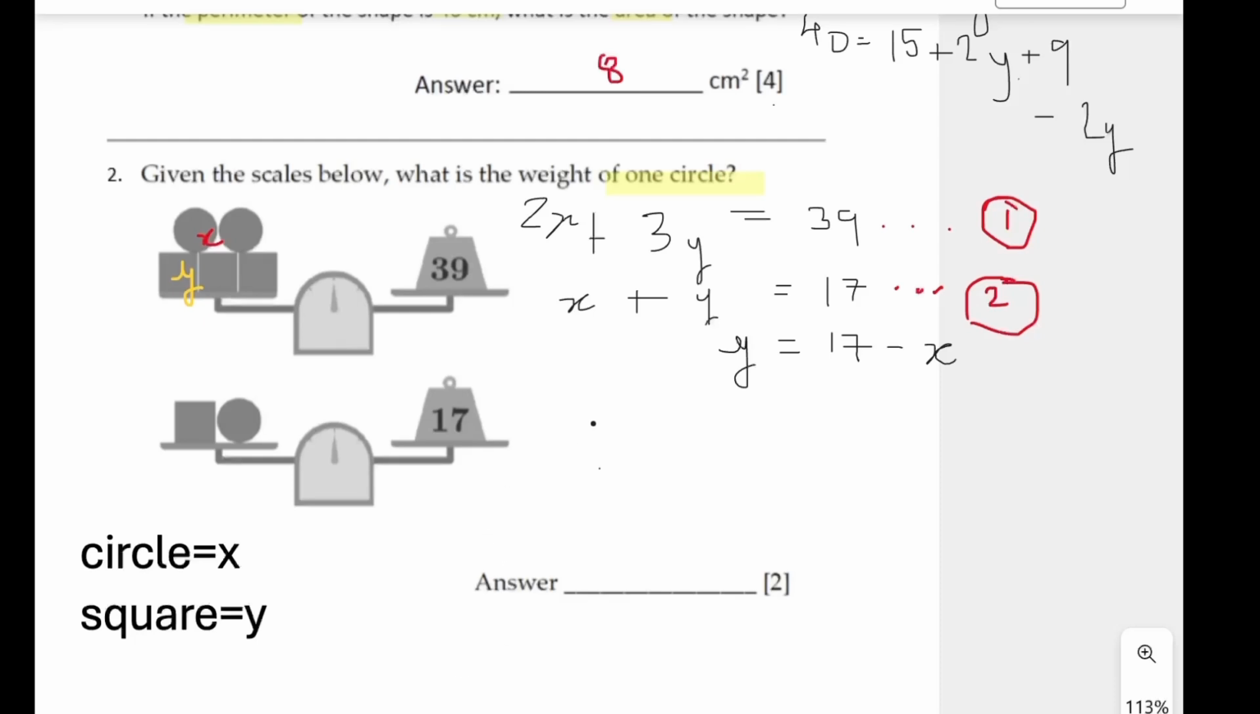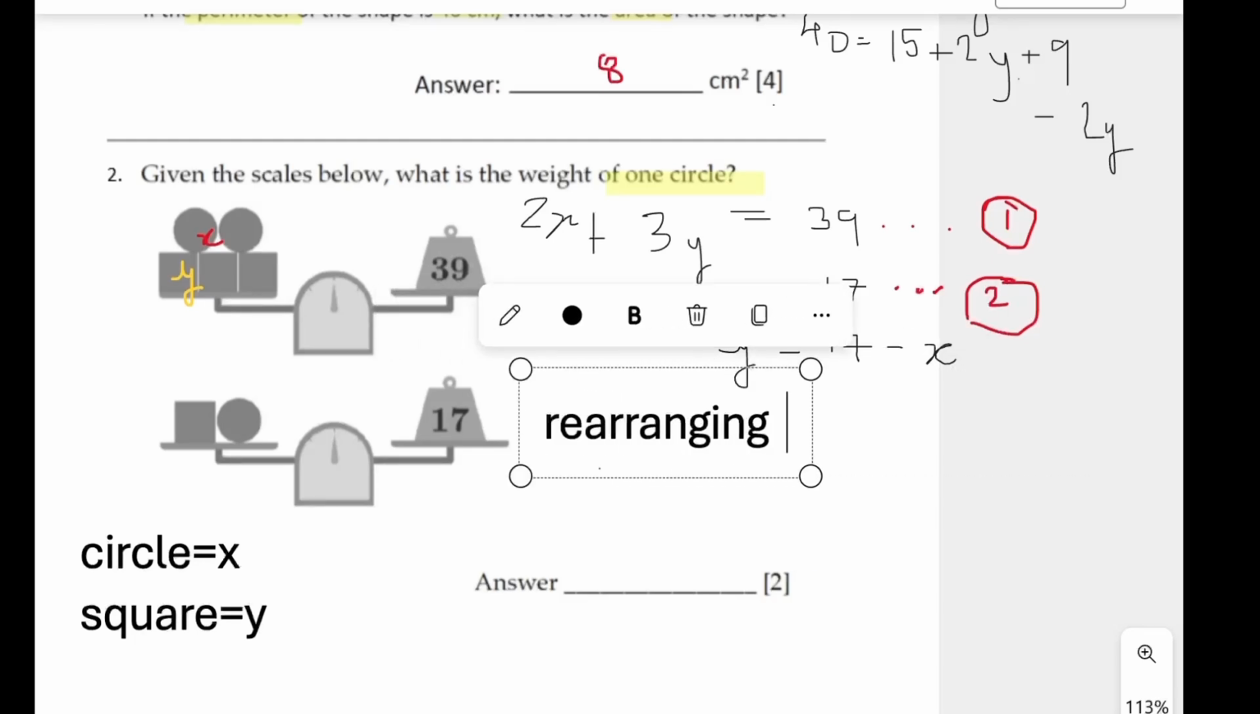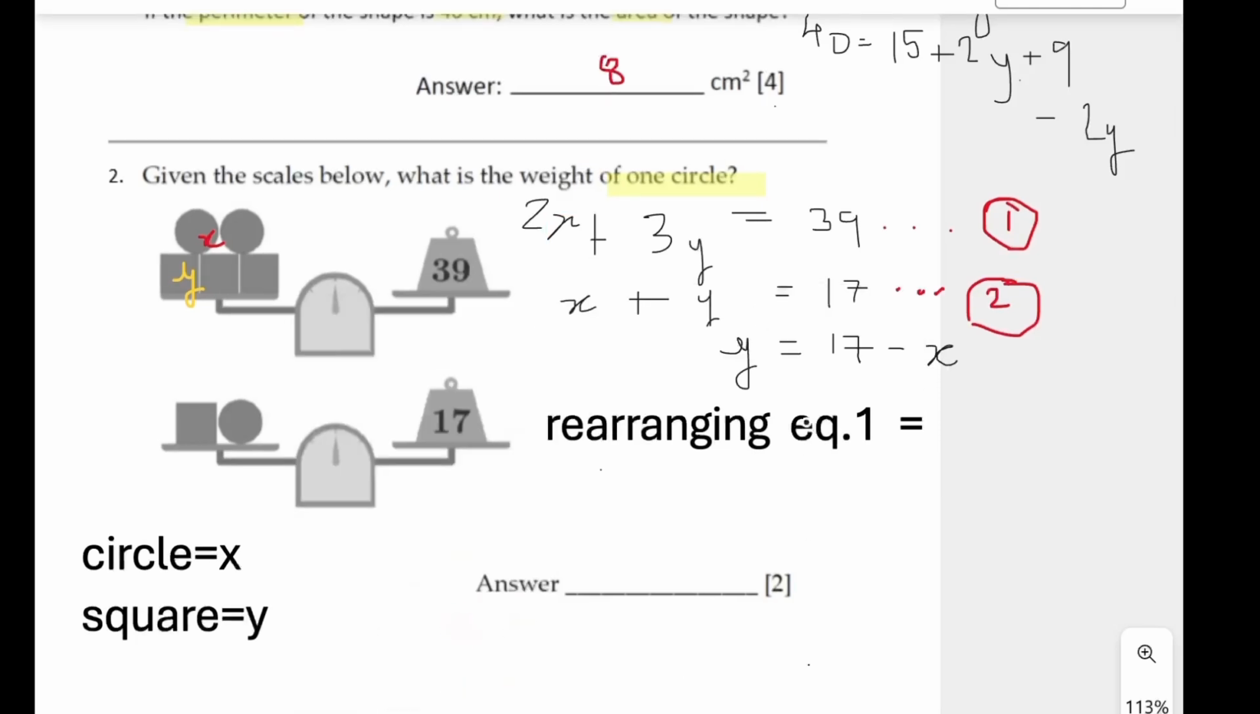So let's rearrange this equation. Let's write here, rearranging equation 1 is equal to, we can input this equation back into this equation, and then we can multiply it out. So we have 2x, so this is basically equivalent to 2x plus 3. Now we know our y, we can get rid of our y. 17 minus x, we're going to input this, I'll highlight it at the end. 17 minus x is equal to 39.